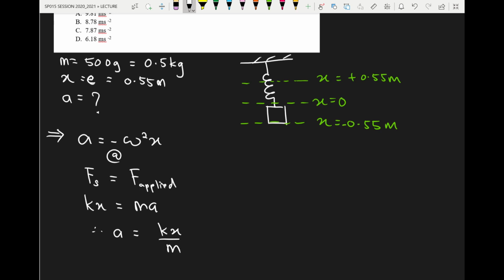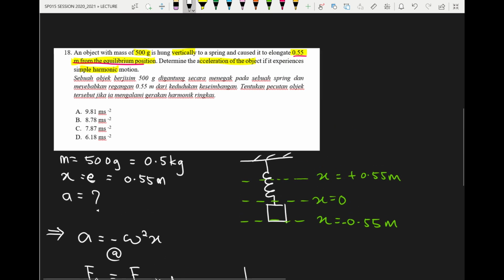Okay, now we check all the parameters. Okay, we have the mass, right? You have the mass, you have the x, but you don't have the k. Okay, you don't have the k. So you need to find k first. Okay, so how to find the k? Okay, so to find the k, based on the equation, it is stated as, once your object hung vertically to a spring, it causes the elongation, means it is in equilibrium. Okay, in equilibrium.